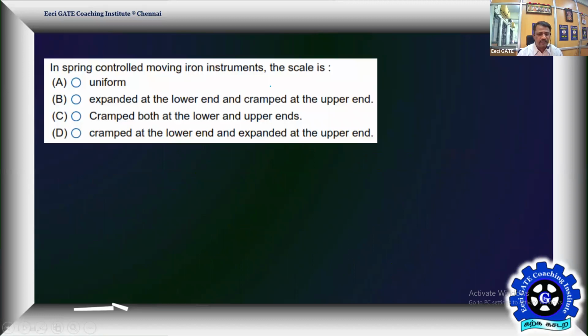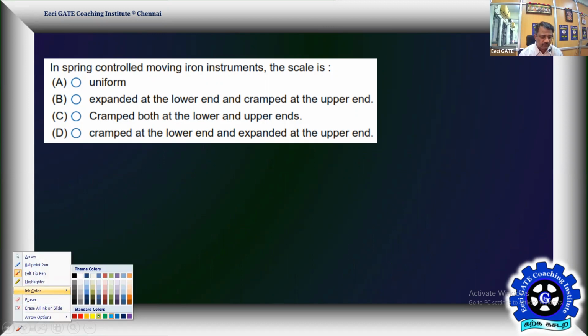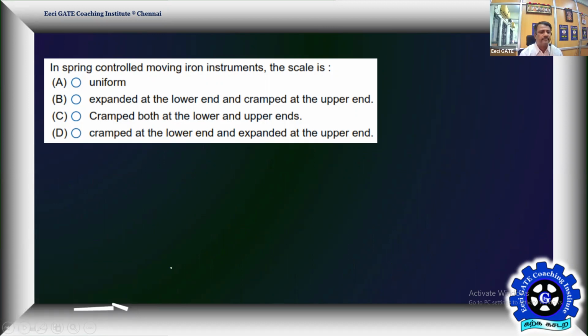Let's get into the next problem. The next problem is from measuring instruments, electrical and electronic measurements. It is talking about the spring controlled moving iron. So we should know what a moving iron instrument is.